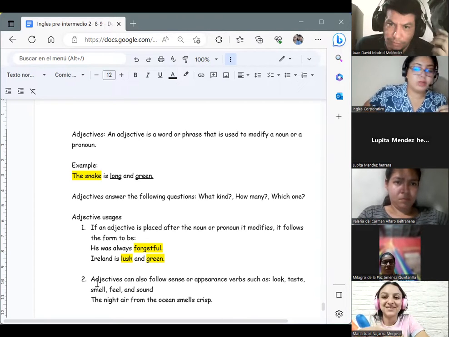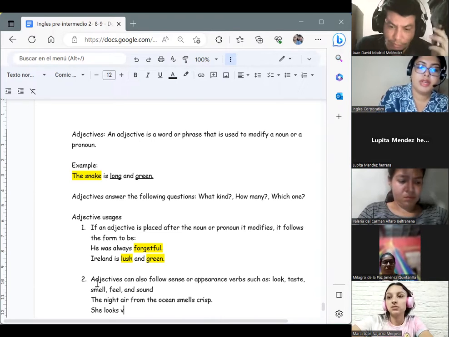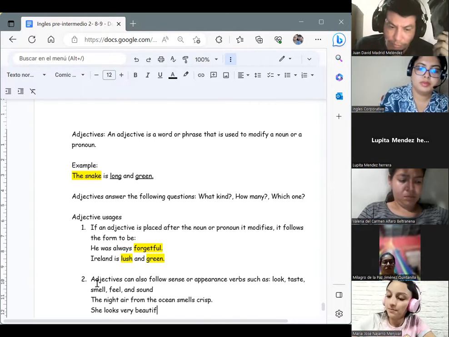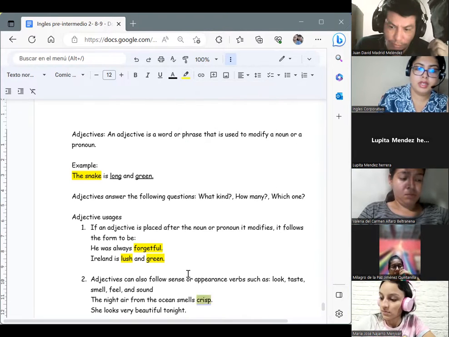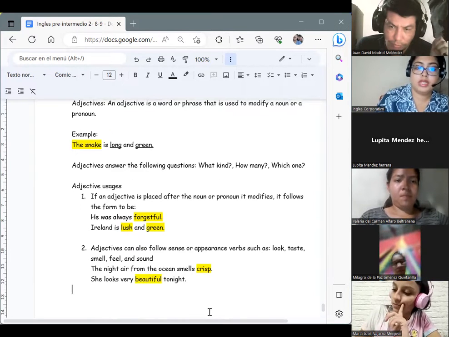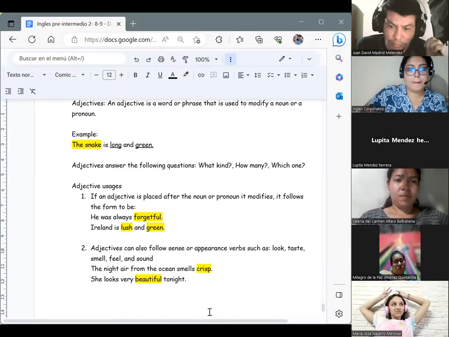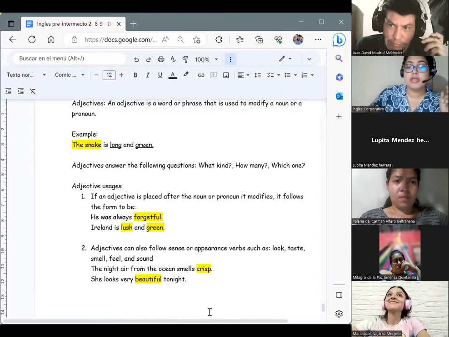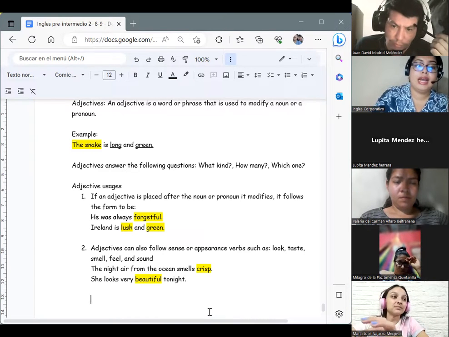She looks very beautiful tonight. She looks, ahí tenemos la palabra. She looks very beautiful tonight. And we have here our adjectives. And beautiful. Ella luce muy hermosa esta noche. So in that case, we're using the verbs that are talking about the sense or the appearance. En este caso estamos hablando de la apariencia, ya que estamos diciendo cómo se ve ella. Estamos hablando básicamente de la apariencia.